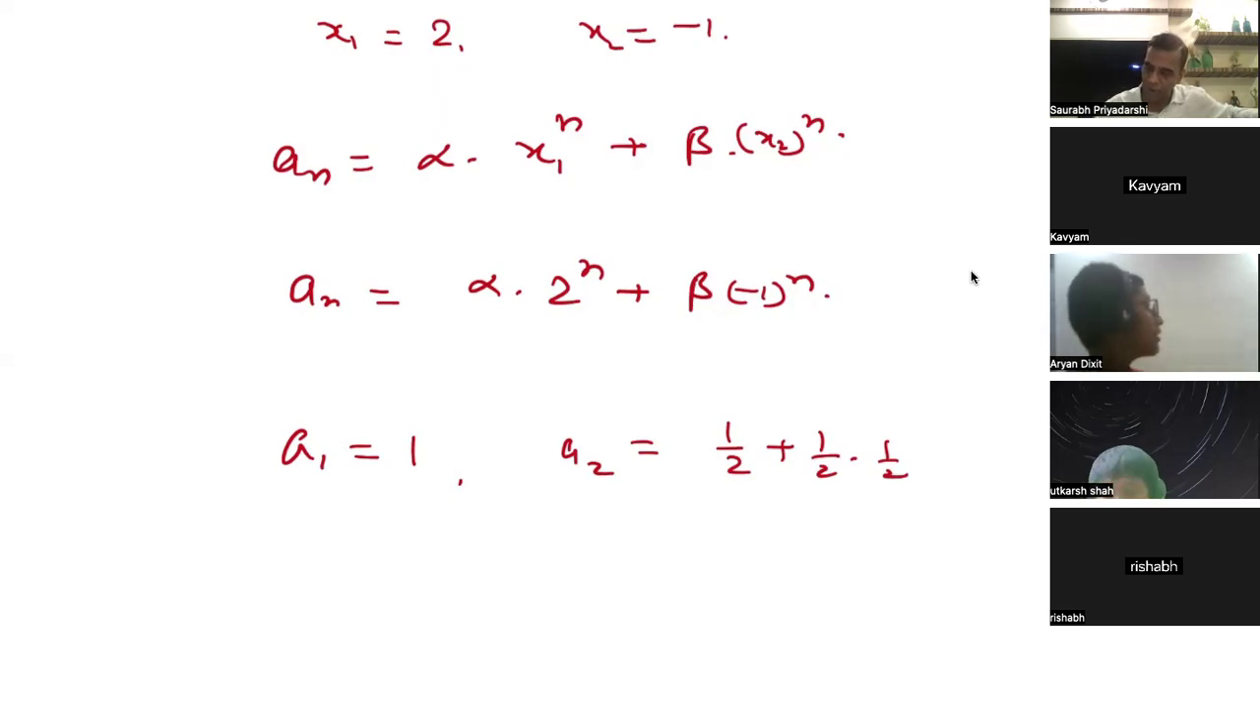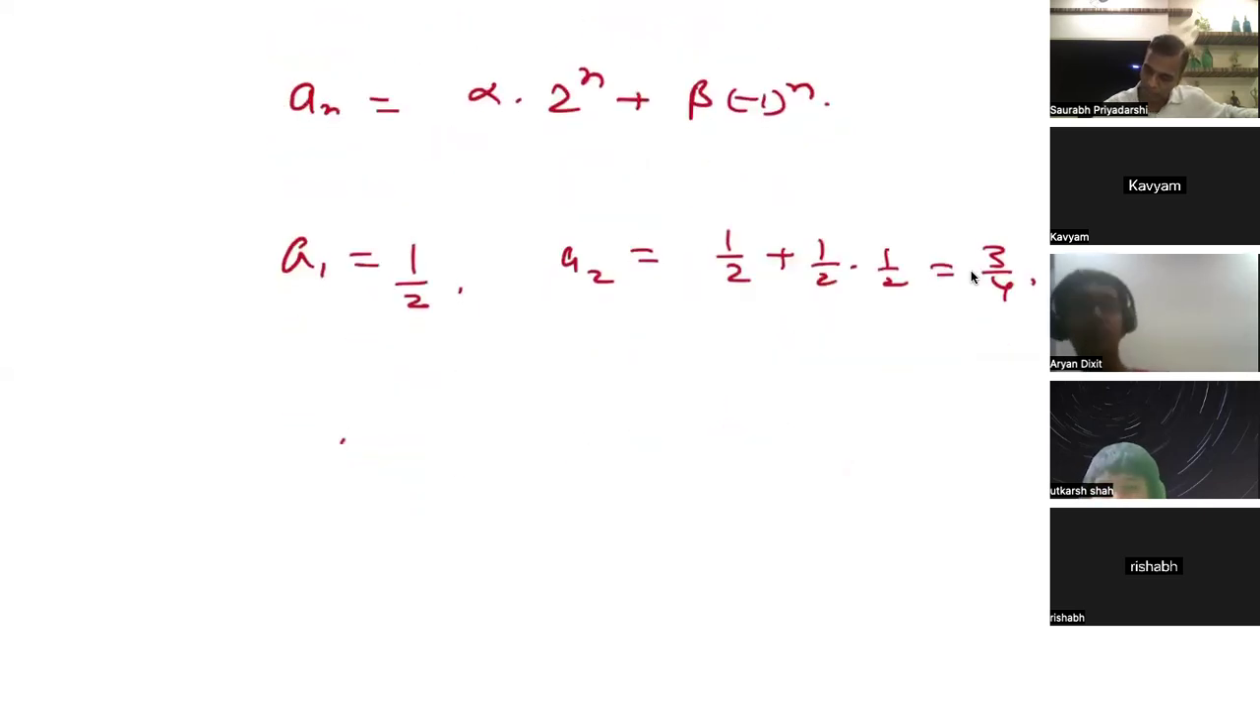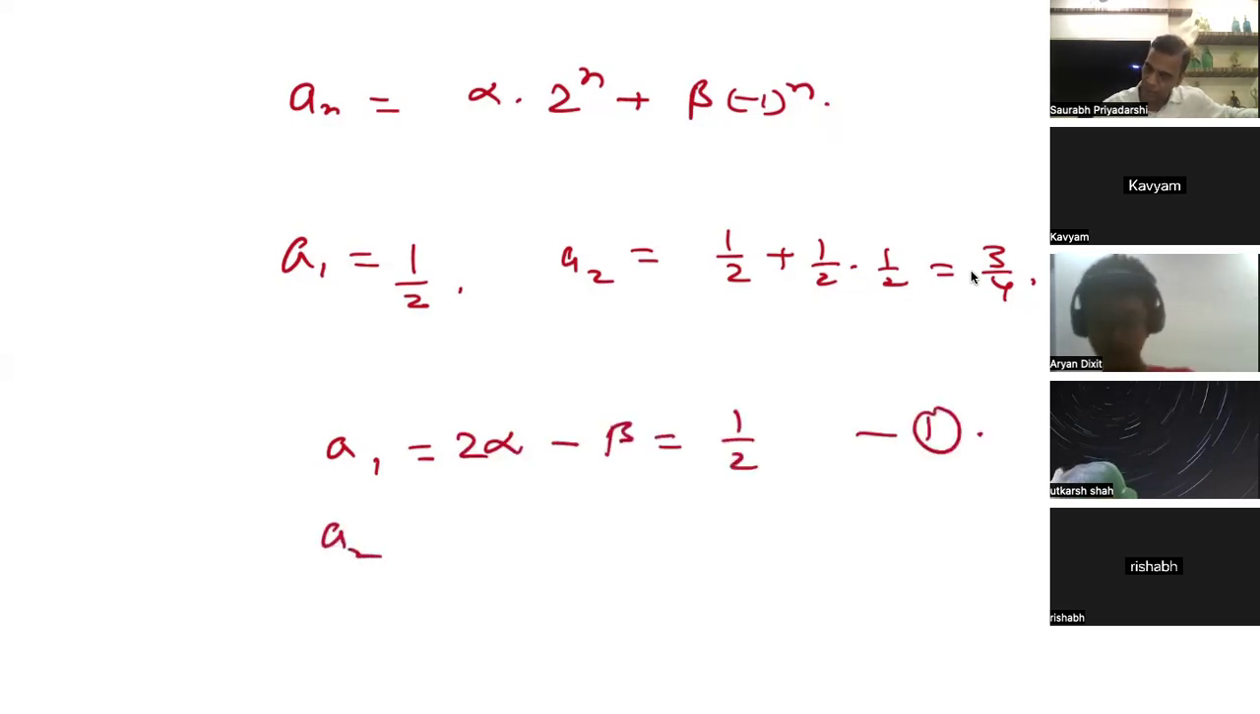For A1, he has to get 1 point with probability 1 by 2. For A2, he has to get 2 points, with probability 1 by 2 plus 1 by 2, which will be 3 by 4, right? Now this equation is given. So A1 is 2 alpha minus beta, and the value is half. And A2 is 4 alpha plus beta, equal to 3 by 4.